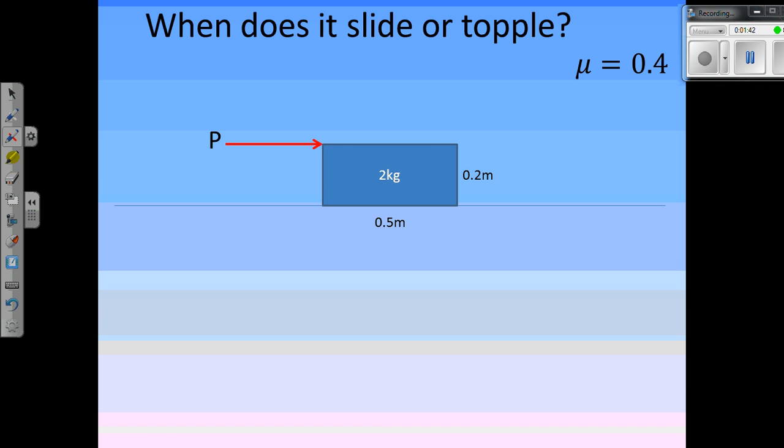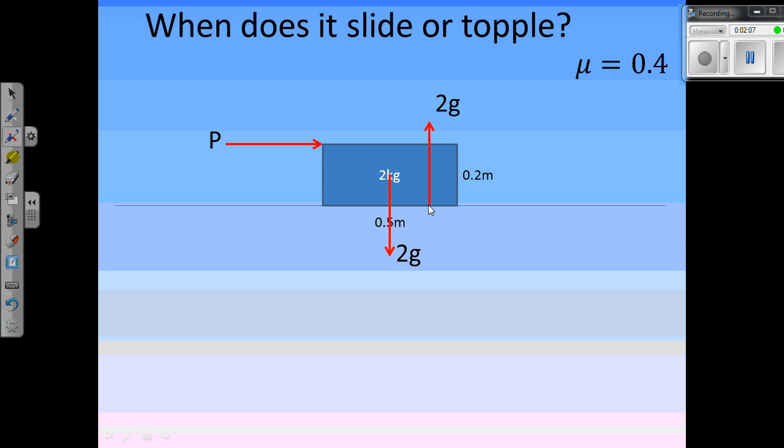If we're going to apply a force at the top left-hand corner there, because Mechanics 2 is all about objects having size, it's important to know where that is going to be. There's going to be the usual force due to gravity, 2g, and we're going to have a normal reaction.